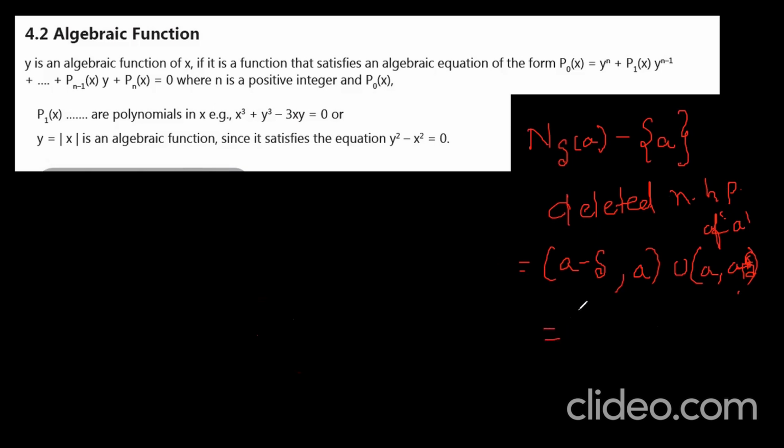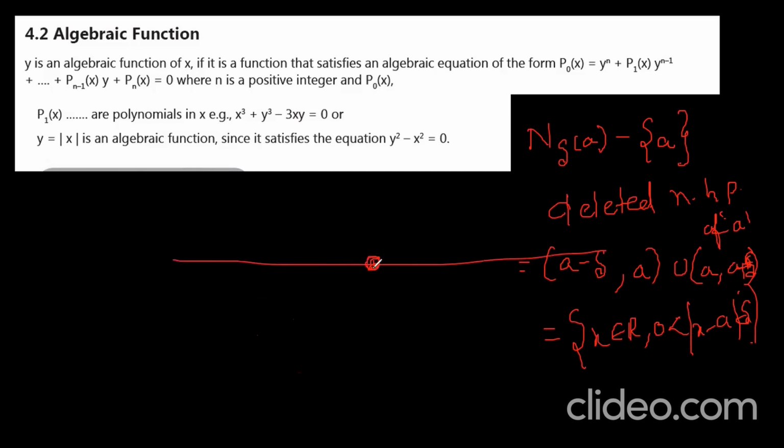Let me represent this. X belongs to R, and 0 less than mod X minus A less than delta. Am I right? Deleted neighborhood means A is deleted. That's why you make a hole there. Whenever you represent on the real number line, a hole, an open circle, means that point is deleted; a thick, filled one means it is included. This is point A. This is the deleted neighborhood.